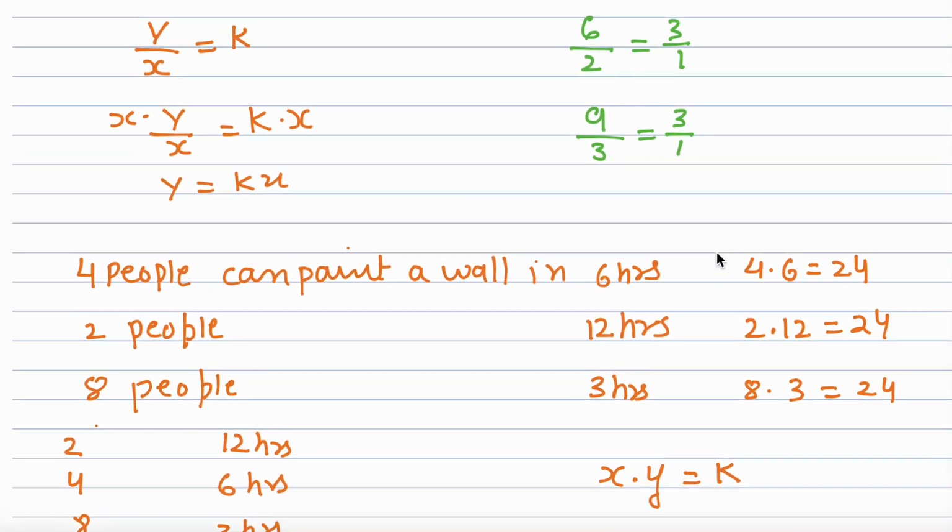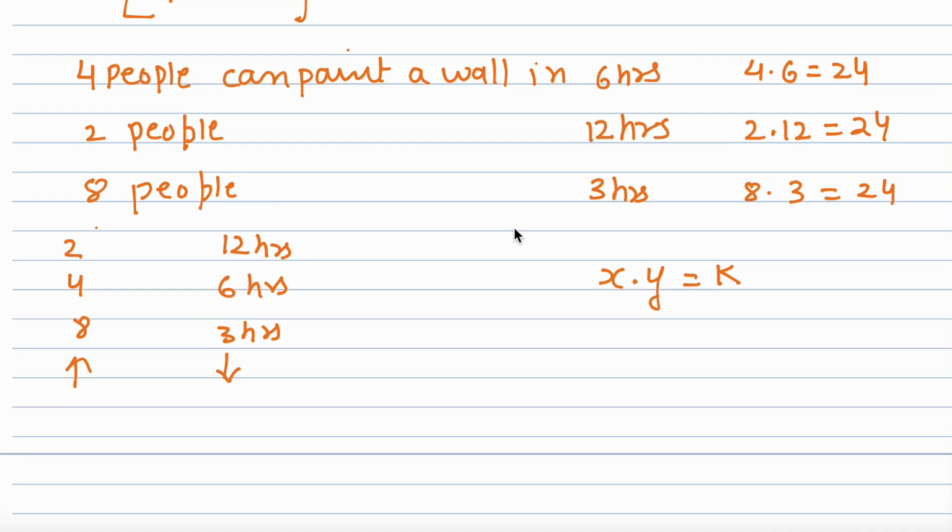So in case of directly proportional, this is the result we are going to use, y is equal to kx. And when it is inversely proportional, we will say the product of the two quantities will be a constant. For example, here 4 times 6 or 2 times 12 or 8 times 3 is 24.